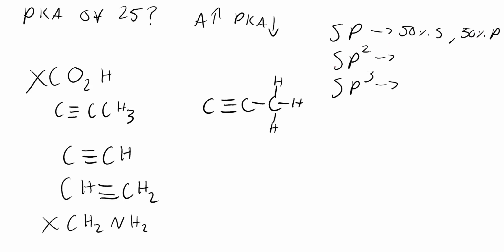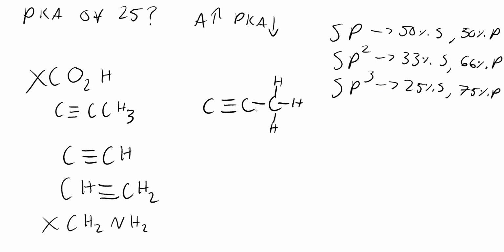You have 3 items right here, so if you divide that in 3, it would be 33% S and 66% P. We have 4 things here. If you divide that in 4, 25% would be S, and then 75% would be P. And so we can see that sp hybridization will have a greater acidity. I mean, I can lecture you about hybridization too.